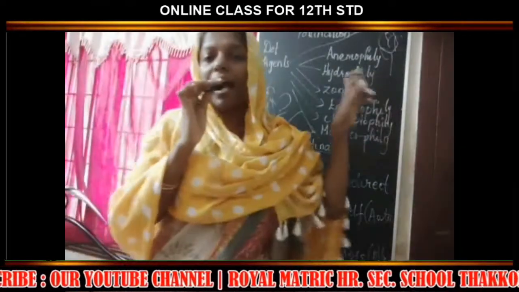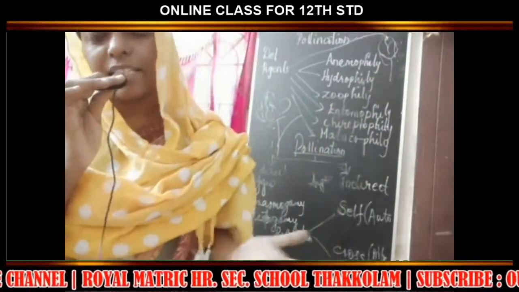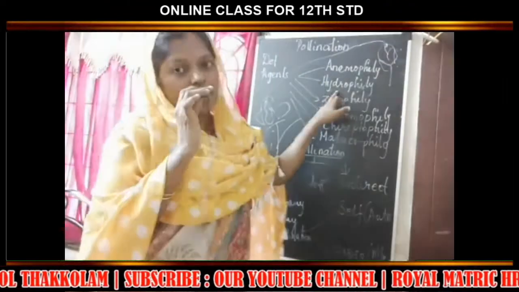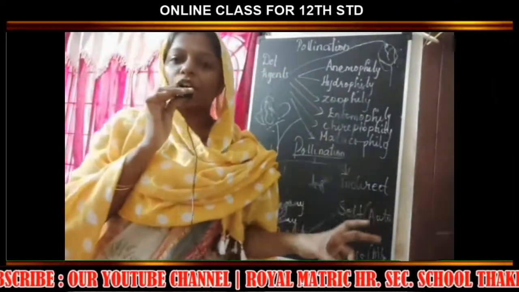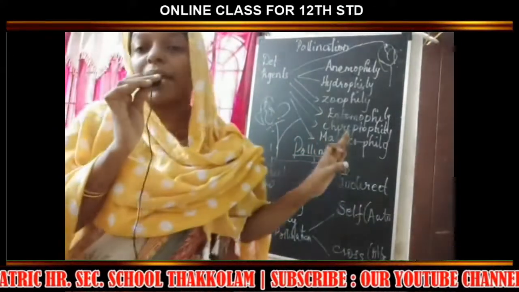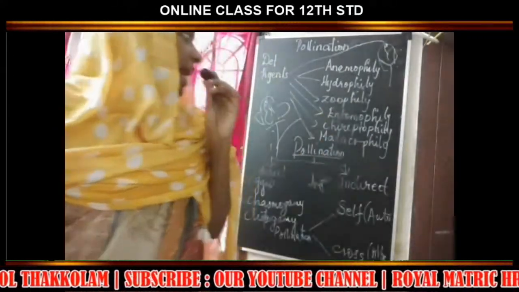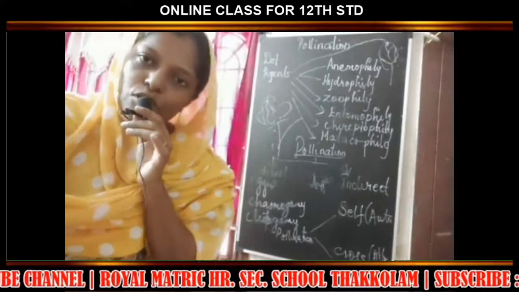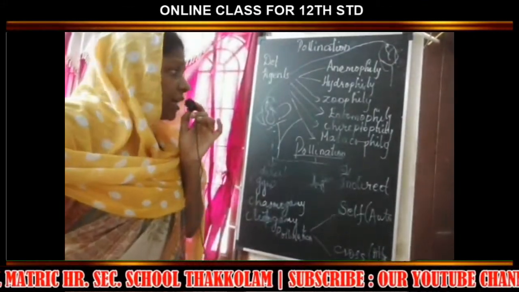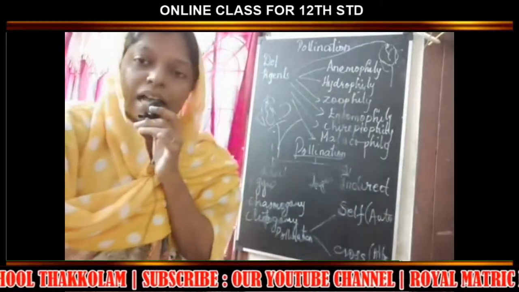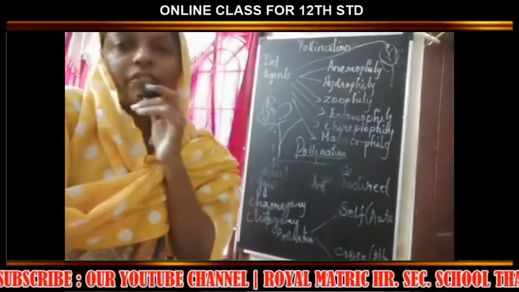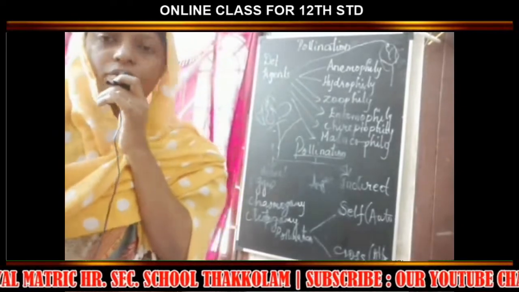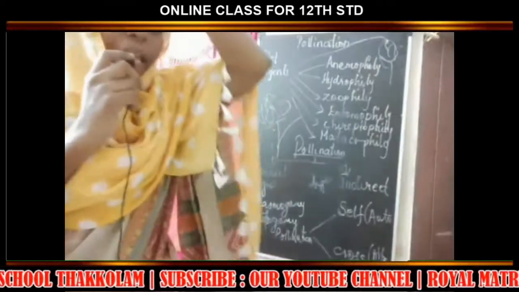Next is hydrophily. Hydrophily means water is the agent. In all the aquatic plants, the plants living inside the water, hydrophily pollination takes place. Zoophily means animals. If it is carried out by animals, it is zoophily, and if it is carried out by insects, it is entomophily, and if it is carried out by bats, it is chiropterophily. And if it is carried out by slugs and snails, it is malacophily.